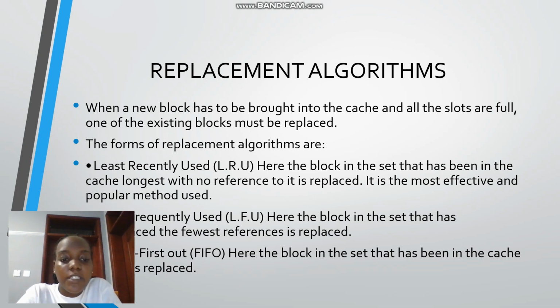Then we have first in, first out, where the block in the set that has been in the cache longest is replaced. The other one that I didn't include in my slides is the random replacement policy. Here the block to be overwritten is chosen at random, hence emptying a slot for another block. So here there's random selection. Thank you. That's it for us.